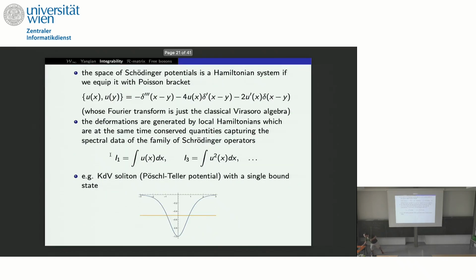Here, I would say that this thing on the right hand side, maybe because it has the third derivative, maybe it can be related to the Schwarzian. Yeah, but anyway, it is the Fourier transform. I mean, the Fourier transform of this is the classical Virasoro algebra.